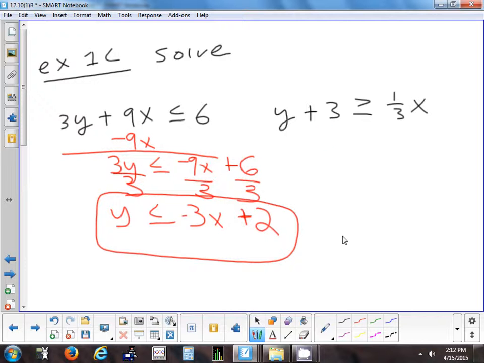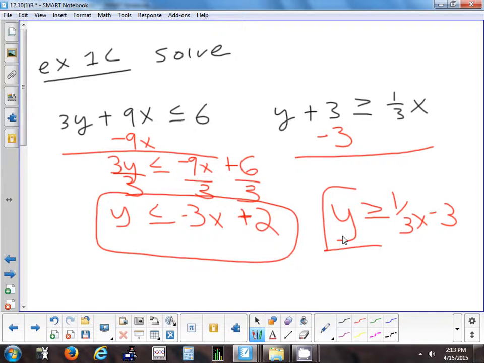-3, perfect. Bring everything else down, right? So we got y. What comes next? What has to come after the sign? 1/3 x, and then minus 3. -3. That's how I got it over there, right? Now I got to graph him.